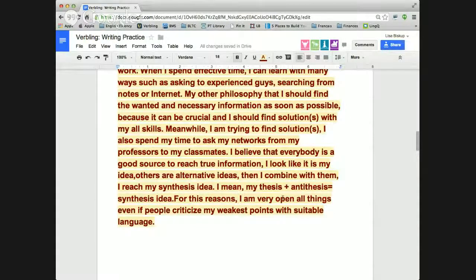I look like it is my idea. Others are alternative ideas. Then I combine with them. I reach my synthesis idea. I mean, my thesis plus antithesis equals a synthesis idea. For these reasons, I am very open to all things, even if people criticize my weakest points with a suitable language.